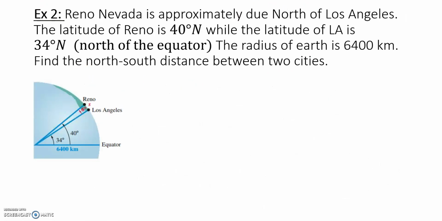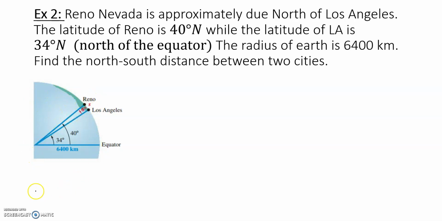Okay, let's look at another example. In example 2, Reno, Nevada is approximately due north of Los Angeles. The latitude of Reno is 40 degrees north, while the latitude of LA is 34 degrees north, and that means north of the equator. And then we know that the radius of Earth is 6,400 kilometers. We want to find the north-south distance between the two cities, okay? And we have an image here that shows us what's going on.